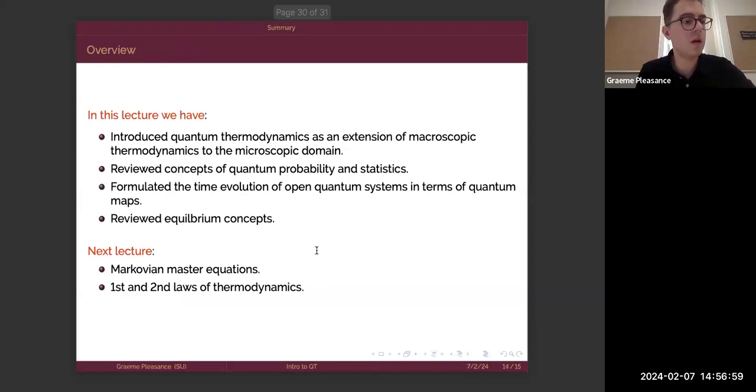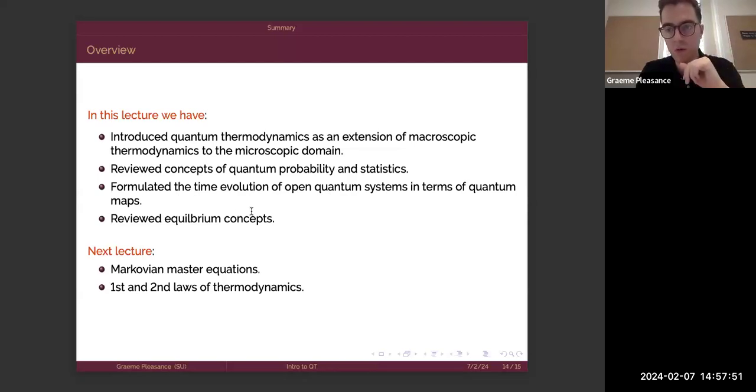Okay, I think now is a good place to stop since we only have a few minutes left. In this lecture, I introduced quantum thermodynamics as an extension of macroscopic thermodynamics to the microscopic domain, involving systems whose behavior is non-trivially described by quantum mechanics. We reviewed some foundational concepts of quantum probability and statistics. I also introduced the idea of open quantum systems and formulated the time evolution of an open system in terms of a so-called quantum map. I will talk about this more, and elaborate on the idea of a quantum map, in next week's lecture.